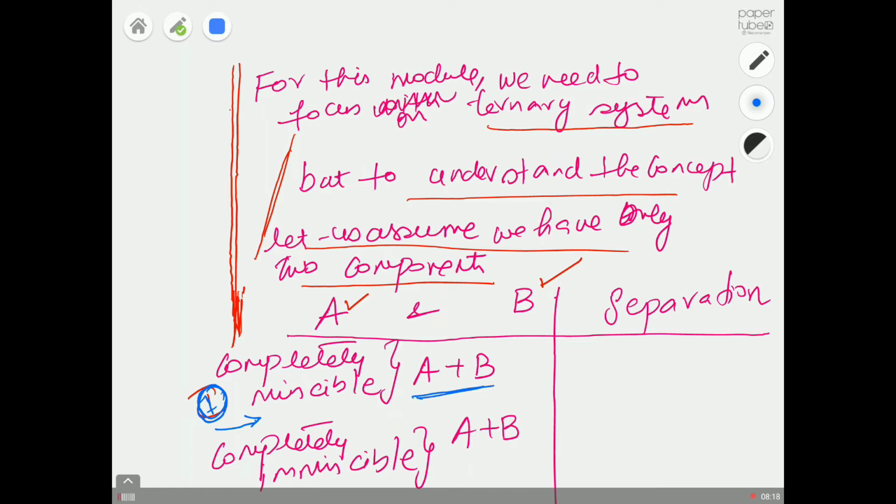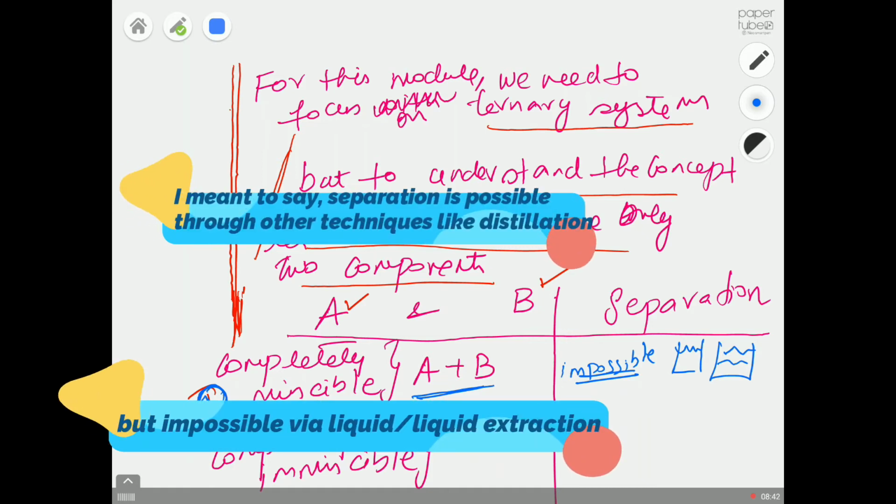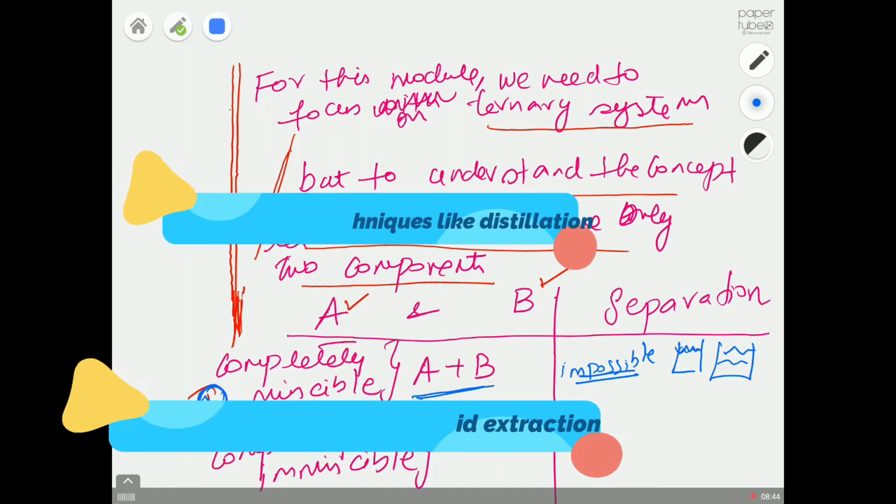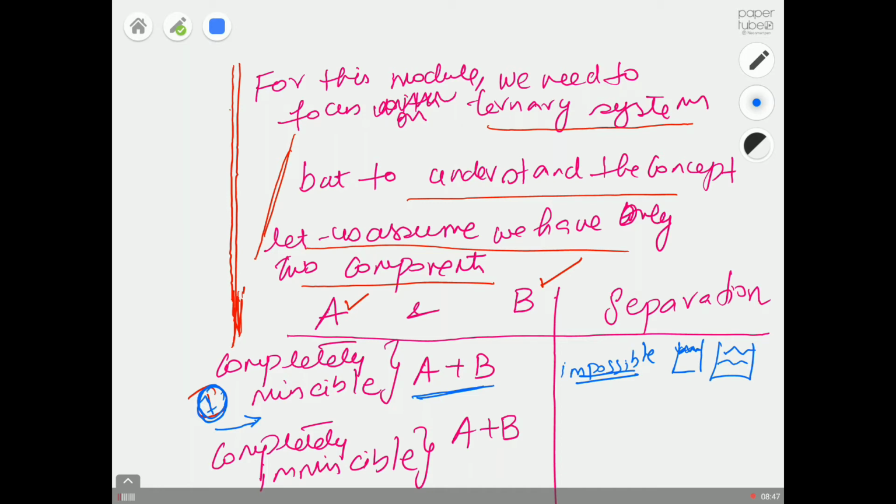Which means once you add A, you add B, and then everything becomes completely miscible. So you'll end up with one liquid. So if you have this type of situation where A and B are completely miscible, separation is impossible. Separation is impossible through simple means, they won't separate themselves, so they will be together, and then we have to think about other techniques in order to separate them. But this one is not possible to separate.